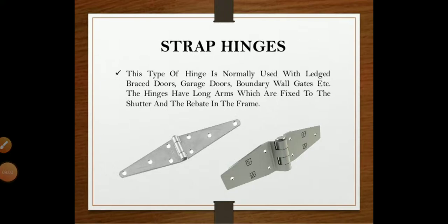So what are the strap hinges? This type of hinge is normally used with latch brace doors, garage doors, boundary wall gates, etc. And these hinges have long arms which are fixed to the shutter and riveted in the frame. Okay, you can see here this is a strap hinge.